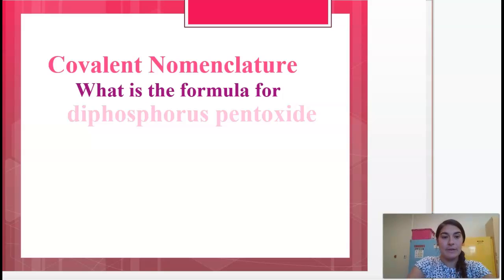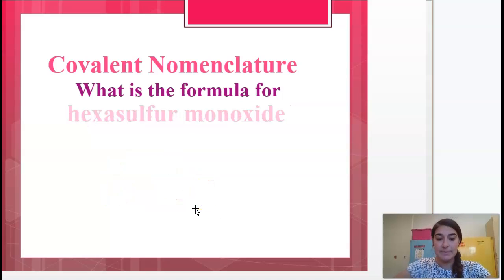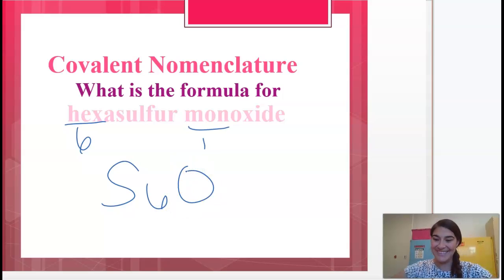Okay, so for this one, you've got di. Okay, well, my pen stopped working again. So di is telling you 2, pent is telling you 5. So that means we have 2 phosphoruses and 5 oxygens. And one more, go ahead and submit. So hex is telling us 6, mono is telling us 1, so S6O. All right, and that's it.